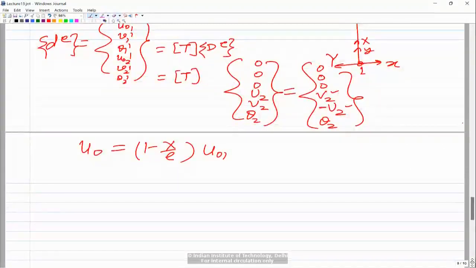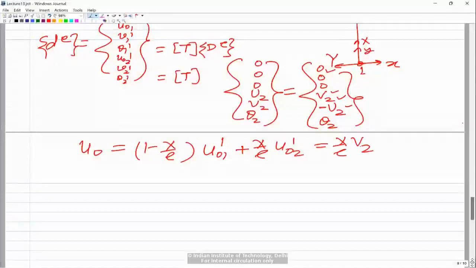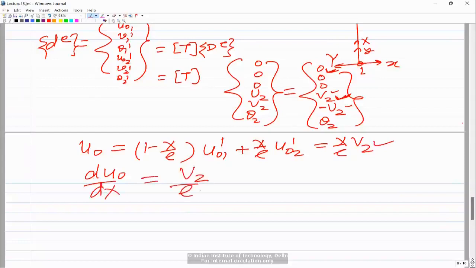So that is basically element number 1, plus x by L, the second shape function, into u naught 2 for the element 1. As you see over here, u naught 1 is 0 and u naught 2 is equal to v2. So therefore this is 0, and simply this becomes x by L into v2, because u naught 2 is v2. So you get this as an expression. If you look at the derivative for the purpose of calculating strain, du naught by dx, we differentiate this, so x goes, and you simply get v2 by L.